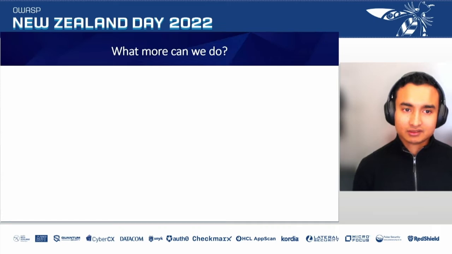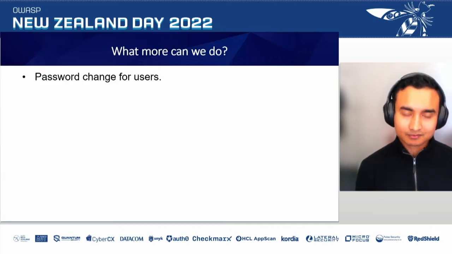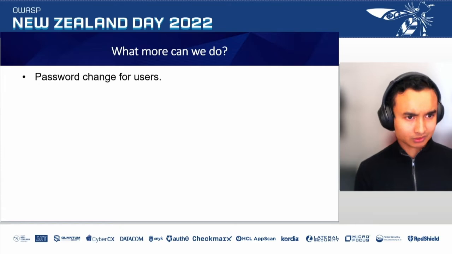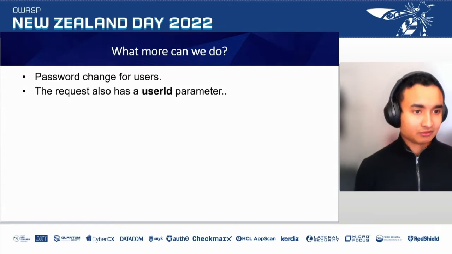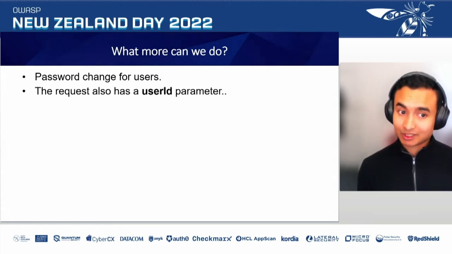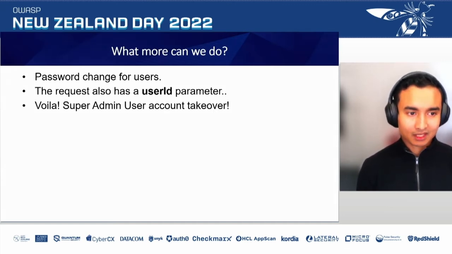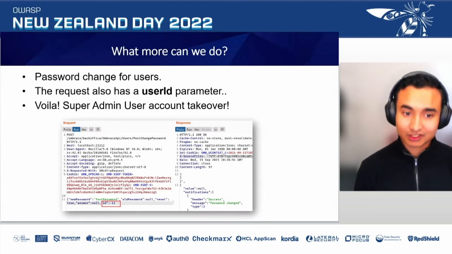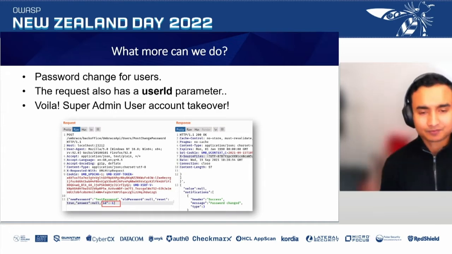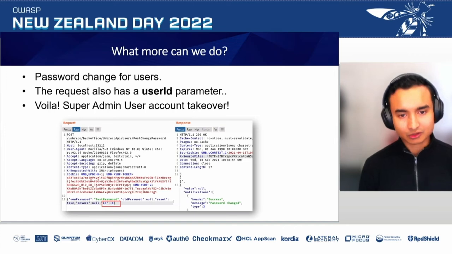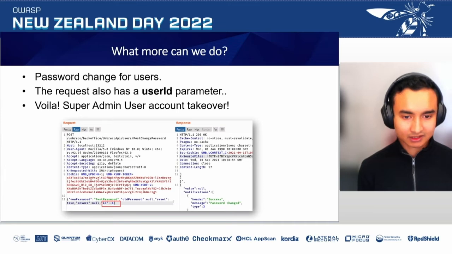At this point, if I were you, I would ask myself, what more can we do? We discovered we can change password for users, and that request also has a user ID parameter that we can tamper with. And here we go. We have successfully reset the password for a super admin. For those of you who are wondering, what's a super admin user? The first time you set up Umbraco, you're assigned a user ID of -1. That's supposed to be the super admin, has more privilege than an admin user.